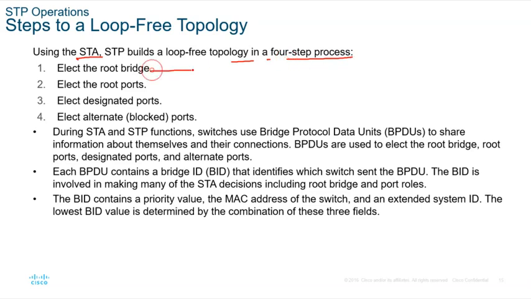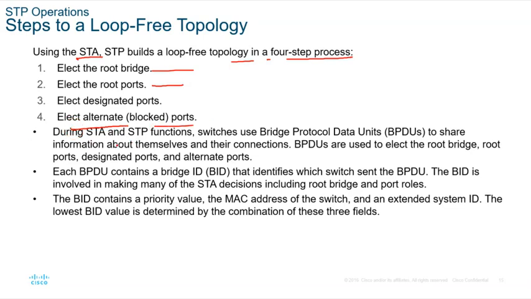1, elect the root bridge, which is the reference point. Then elect what we call the root ports. The root ports are the ports that communicate to the root bridge. Then elect the designated ports. These are the ports that communicate away from the root bridge. So we have the ones pointing to the root bridge, and the ones pointing away from the root bridge. And lastly, elect the alternate or blocked port.